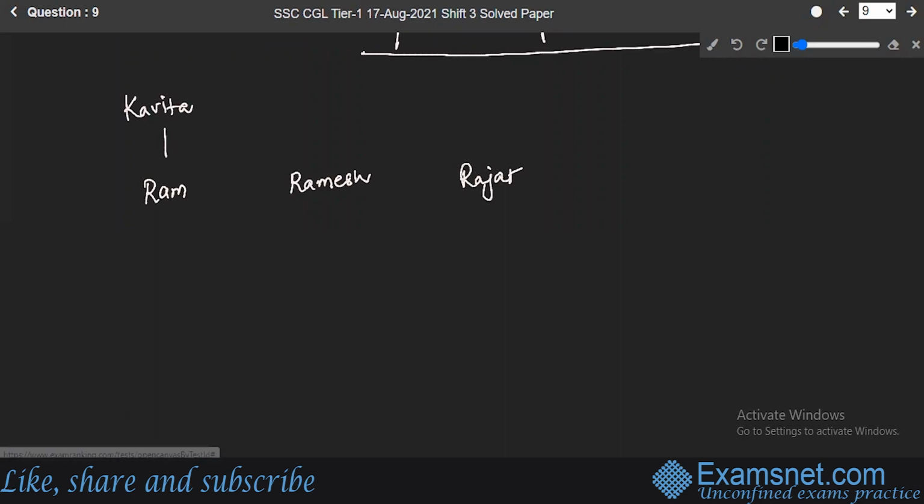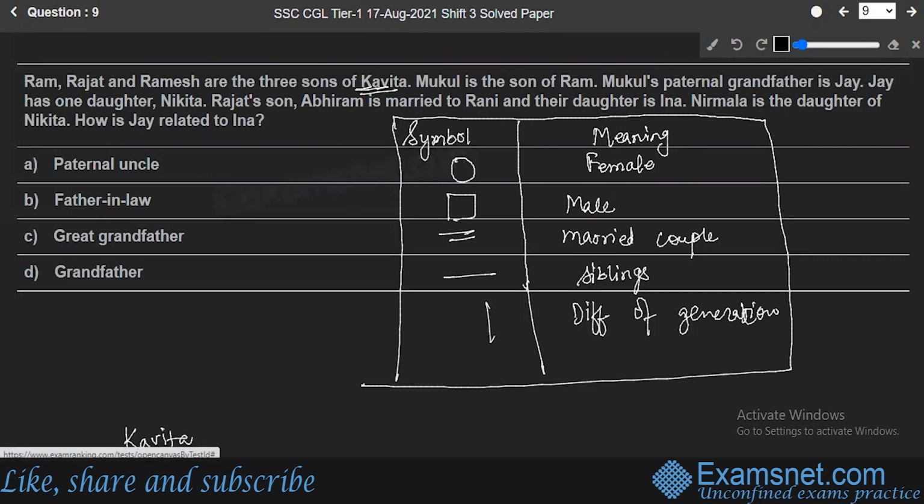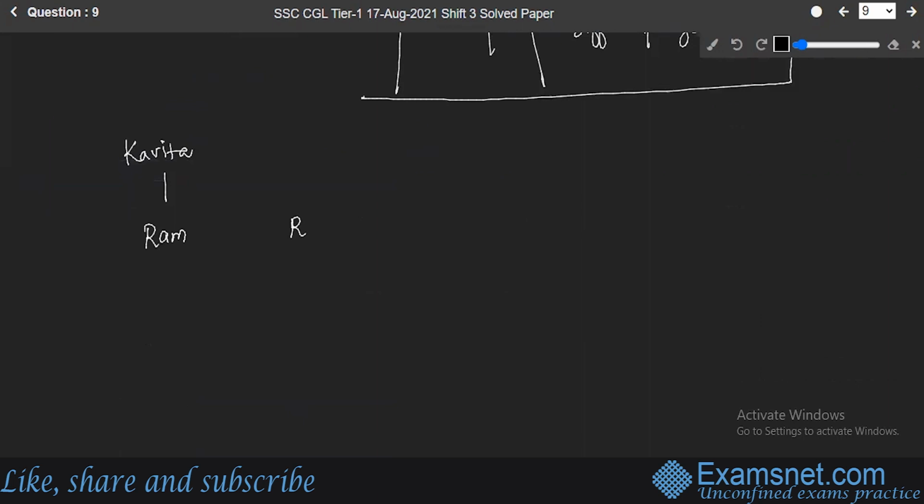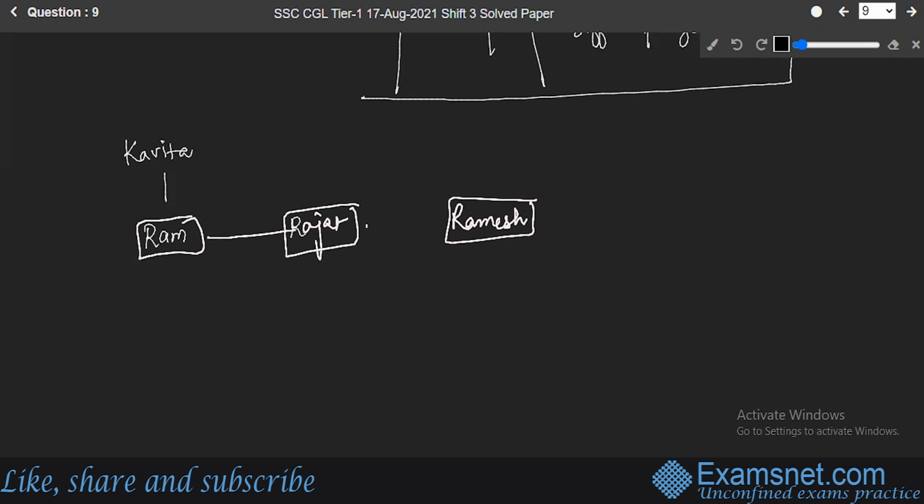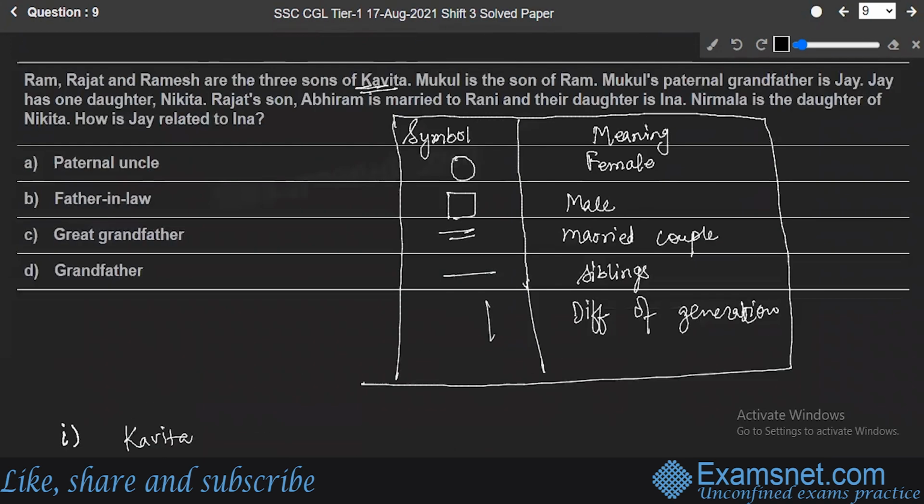Actually, there'll be little confusion, so I'll write down Rajat here and then Ramesh. Okay, they are sons, so that means they are males. I'll put them in square or rectangular boxes. They are siblings, so like this. Right. This is the first part, right? I'll be continuing to make everything over here only.